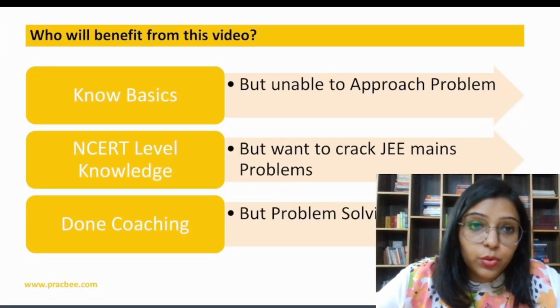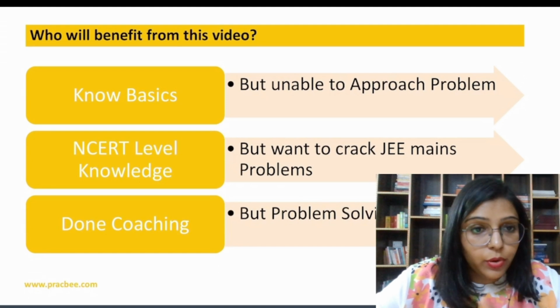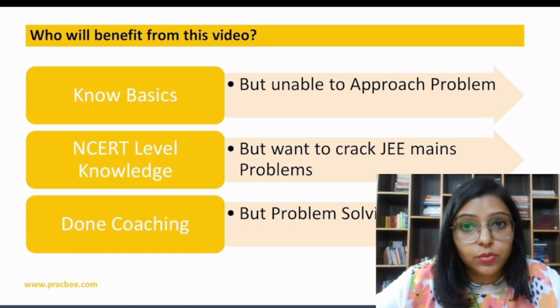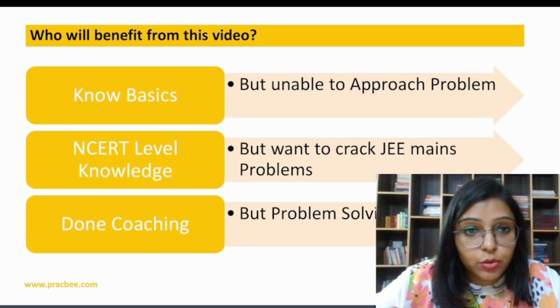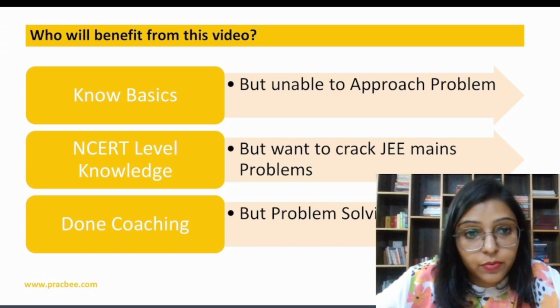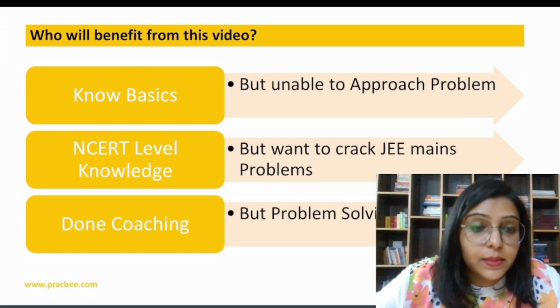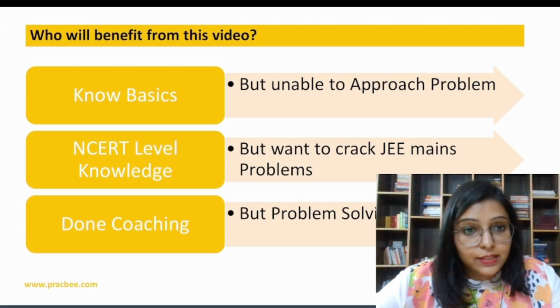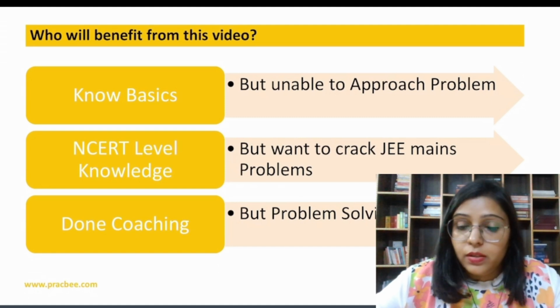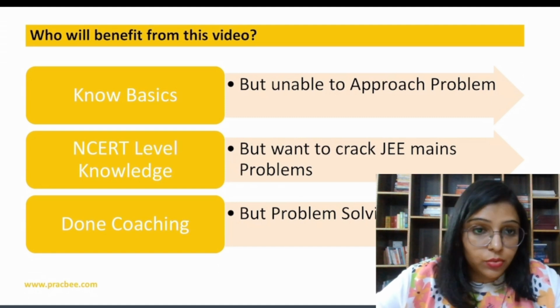So first of all, who will get benefit from this video? The point is that who knows the basics, who has the NCERT level knowledge, but when it comes to the JEE level questions, when it comes to the competitive type of question, they are unable to apply the concepts, they are unable to apply the formulas, right, while solving the questions. So this video is for those students.